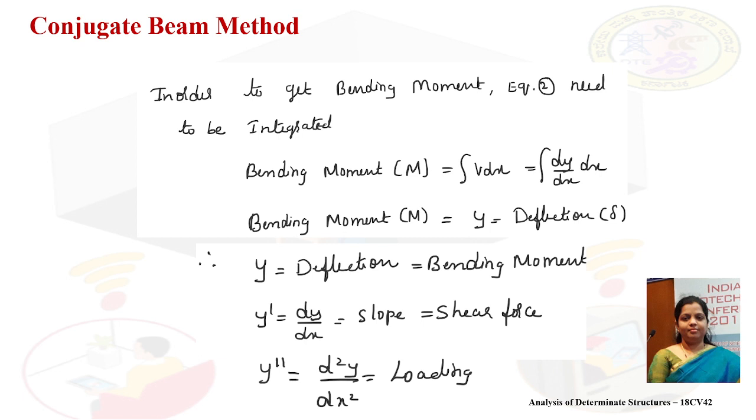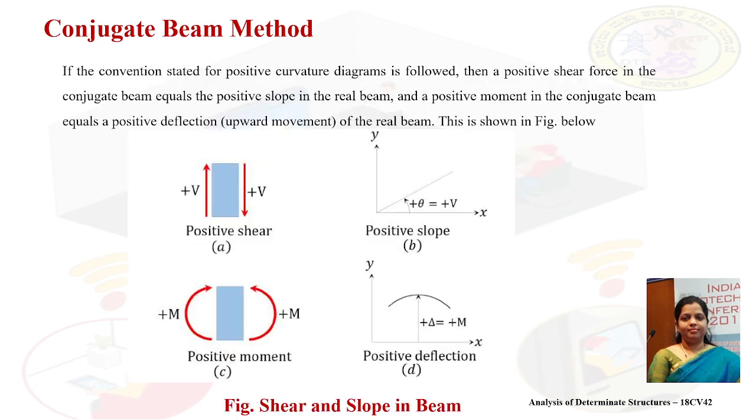This will be equal to bending moment. Y dash will be equal to dy by dx. This will be equal to slope or shear force. Y double dash will be equal to d square y by dx square. This will be equal to loading. Positive shear force in the conjugate beam equals the positive slope in the real beam, and positive moment in the conjugate beam equals a positive deflection of the real beam. This is as shown in the figure.